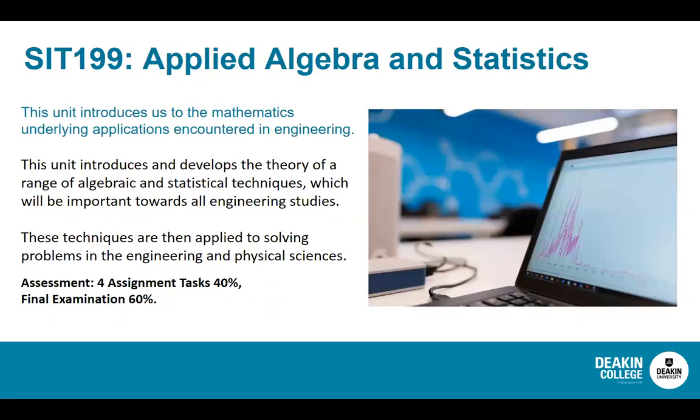The last unit I would recommend a student take in their first trimester is SIT 199, Applied Algebra and Statistics. This unit introduces us to the mathematics underlying applications encountered in engineering. The unit introduces and develops the theory of a range of algebraic and statistical techniques, which will be important towards all engineering studies. These techniques are then applied to solving problems in the engineering and physical sciences.